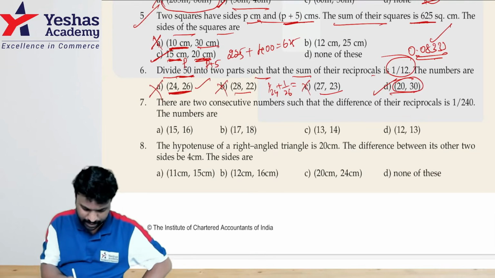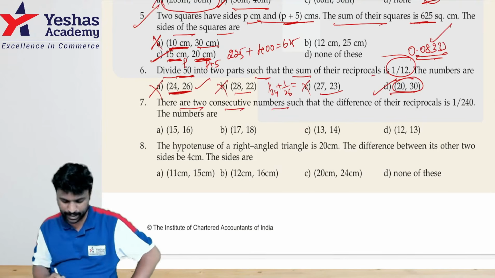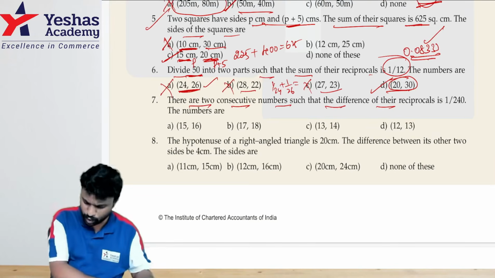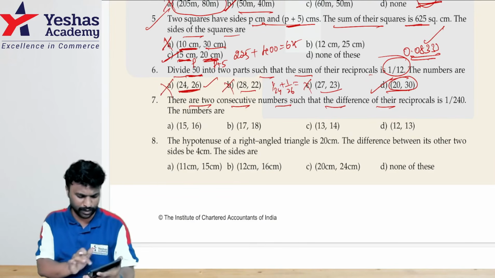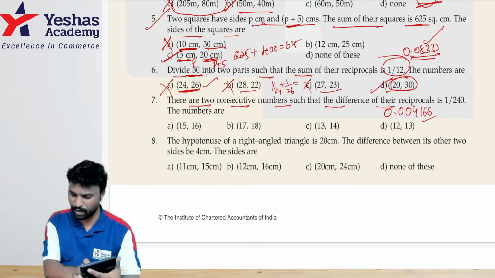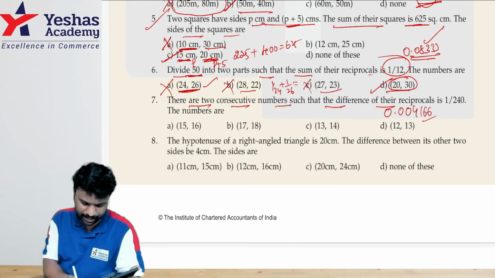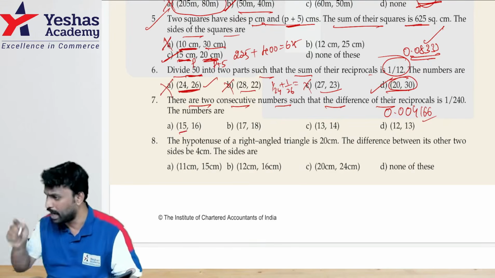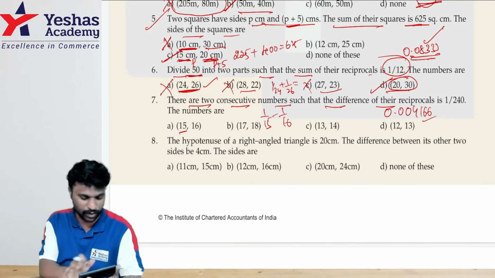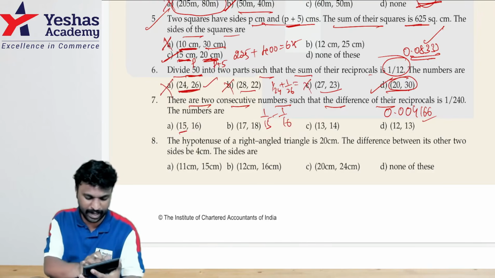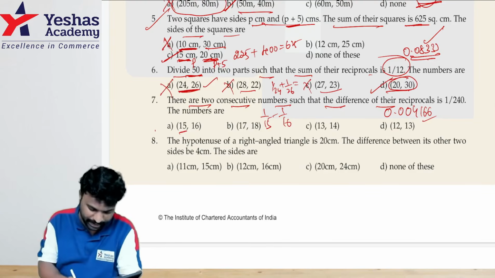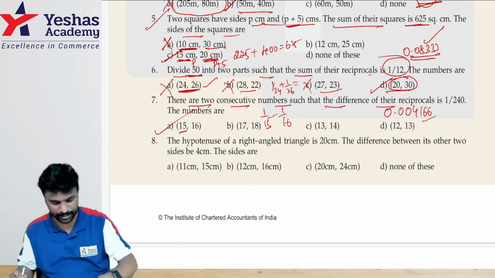Moving on to the next question, there are two consecutive numbers such that the difference of their squares is 1 by 240. What do you mean by 1 by 240? 1 divided by 240 is 0.004166. Now, the difference of their reciprocals we must take. That means 1 by 15 minus 1 by 16. Have you understood? So 1 by 15 minus 1 by 16 is 0.004166. That means option A itself is the right answer.